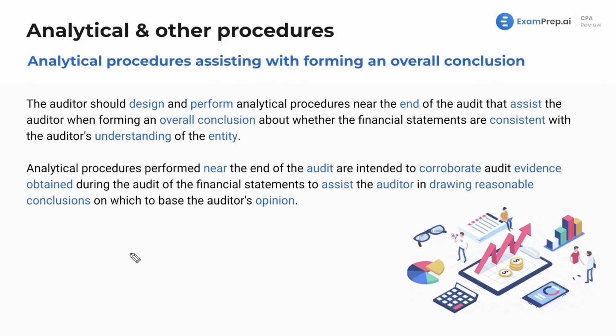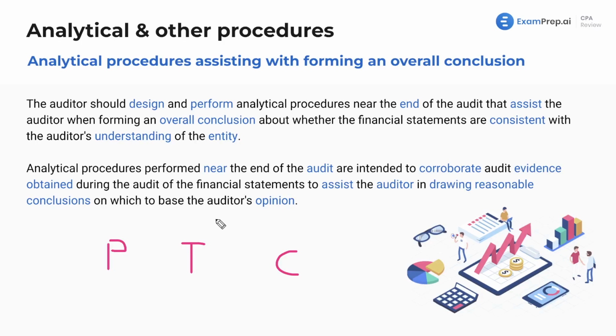As mentioned, you can perform analytical procedures in the planning phase, which is required. You can do them in the testing phase in the middle, which is not required, however, it's helpful. And then lastly, in forming conclusions when you're creating an opinion, which is required as well. The auditor should design and perform these procedures near the end of the audit. Kind of think of this like a catch-all, like a net where you're trying to form an overall conclusion, catch anything you may have missed, look for any red flags at the very end. Analytical procedures performed near the end of the audit are intended to corroborate audit evidence obtained during the audit to assist the auditor in drawing reasonable conclusions.